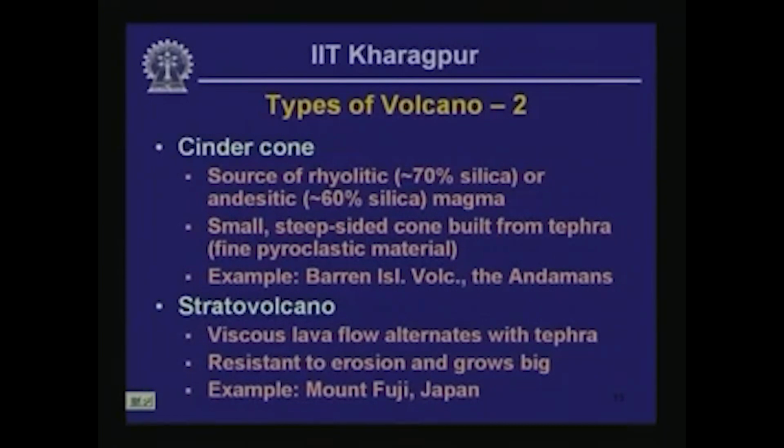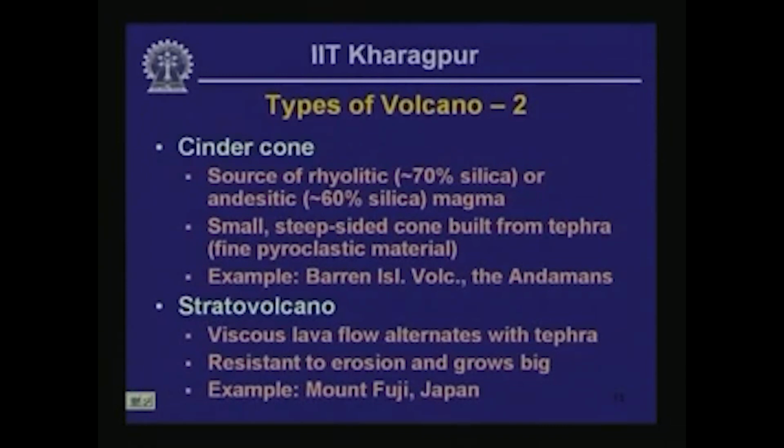Now cinder cones are typically small, as I indicated earlier. They are steep-sided cones built from tephra, fine pyroclastic material typically. An example of a cinder cone is the Barren Island volcano in the Andamans, and that is one of the very few, actually one of the two active volcanoes that one can find within the jurisdiction of India.